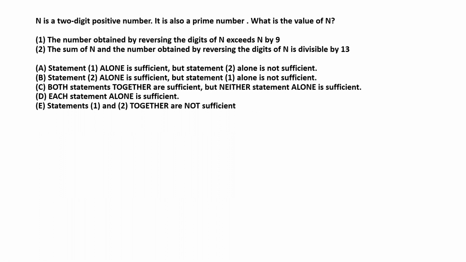And we are given two statements. The first statement is the number obtained by reversing the digits of n exceeds n by 9. And the second statement is that the sum of the number n and the number obtained by reversing its digits is divisible by 13. And then we have to pick the best choice from options A through E.